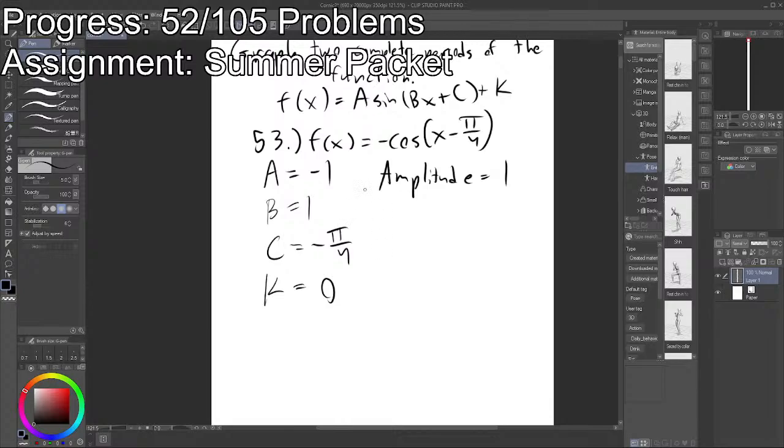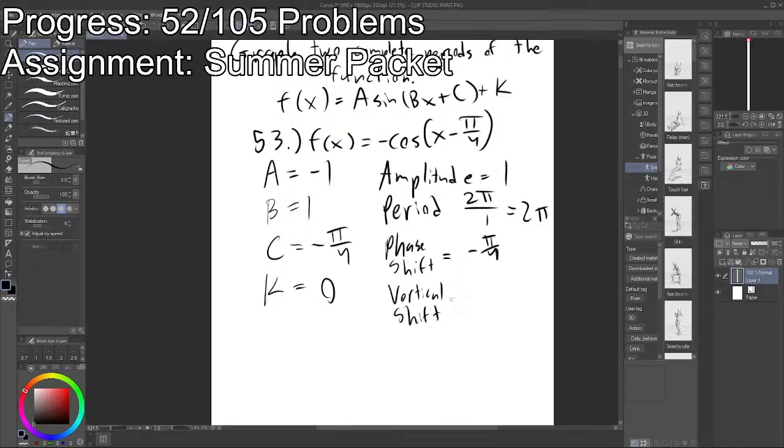Next, period. 2 pi over b. So this is 2 pi. Phase shift. Phase shift is c over b. So it's just negative pi over 4. And vertical shift, I think, is just k. Yeah. So 0.